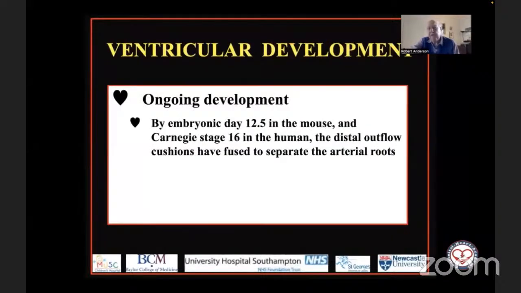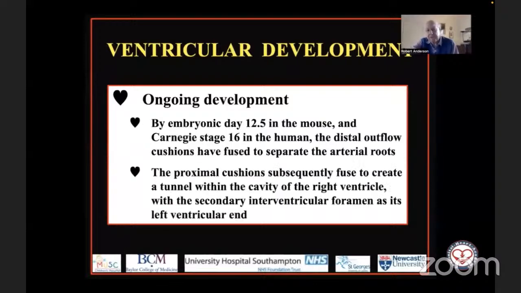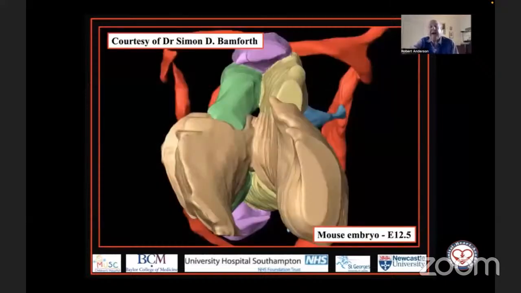Let me remind you what has happened already. The distal outflow cushions are fused, separating the arterial roots, but as yet, those proximal cushions have not fully fused. They are going to fuse, and they are going to create a tunnel. So here is our starting point, and this is a beautiful reconstruction looking into the roof of the ventricle at this stage. It's been made by my friend and colleague, Simon Bamforth, who also works in the University of Newcastle.